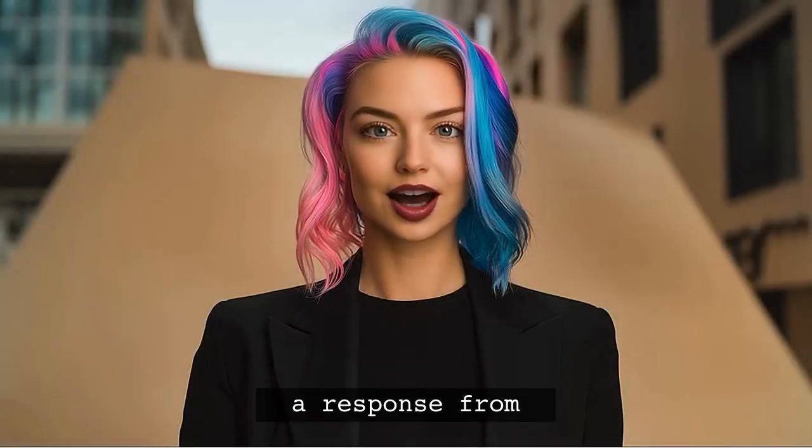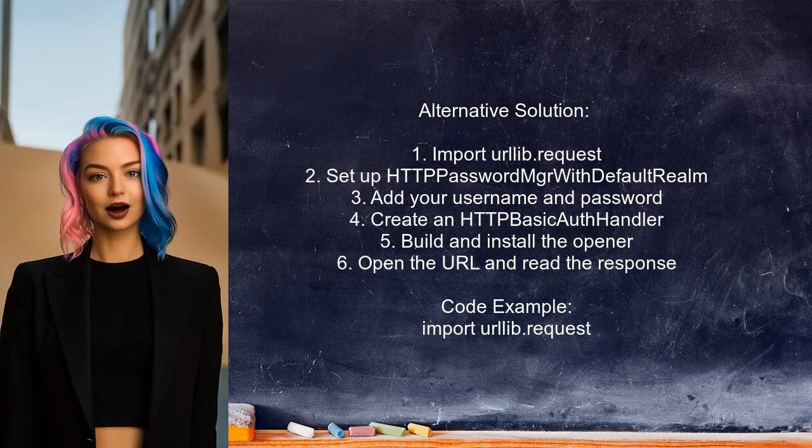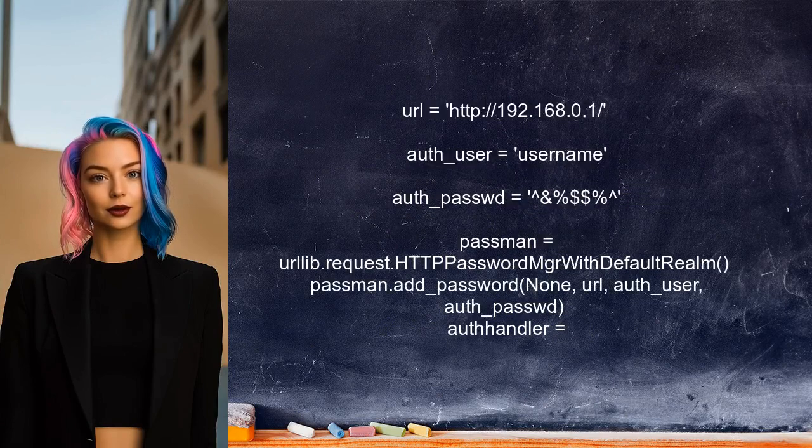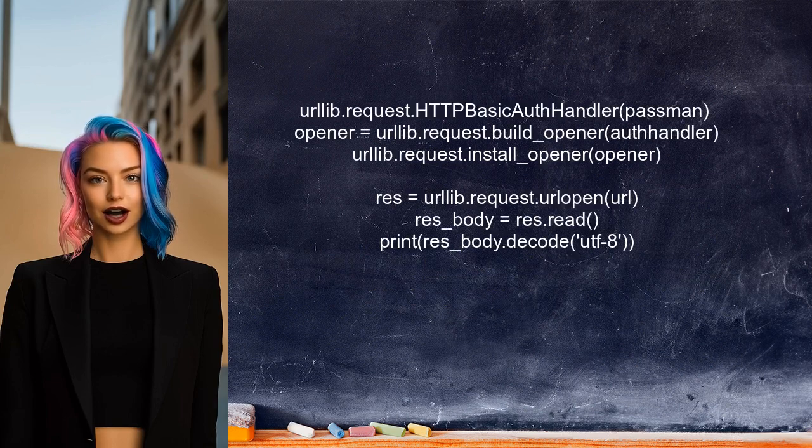Now, let's see a response from a different user. An alternative approach provided by a user involves using the standard urllib library in Python. They suggest setting up an HTTP password manager to handle authentication. First, you create a password manager and add your credentials. Then, you build an opener with an authentication handler and install it. Finally, you can open the URL and read the response.